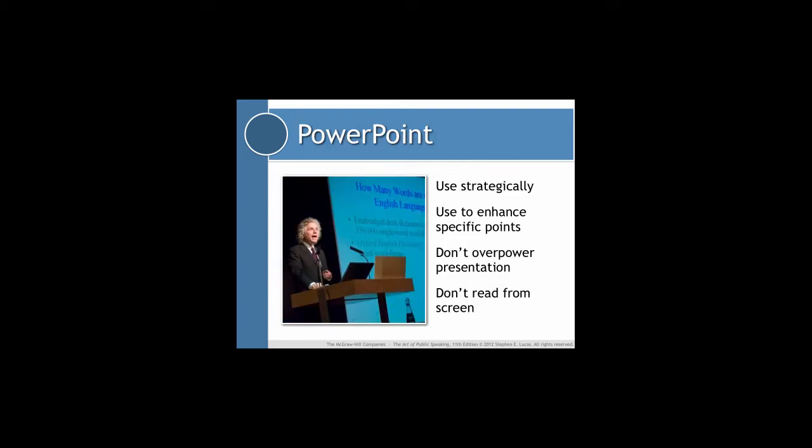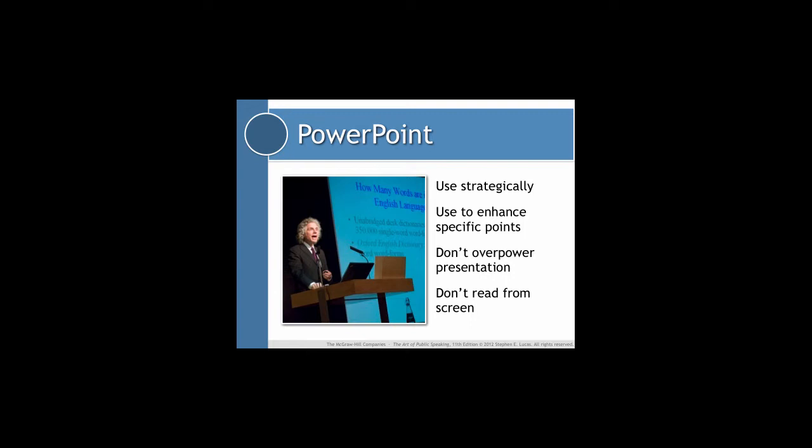The most common thing that people think of when I say that they have to use a visual aid is PowerPoint. And PowerPoint is ubiquitous. It is used millions of times every day out there in colleges and in the business world. So it's always a good idea to know how to use PowerPoint. The problem is that most people abuse PowerPoint.